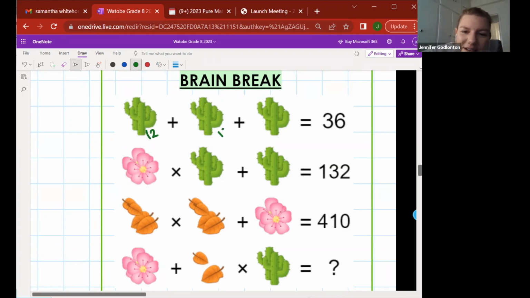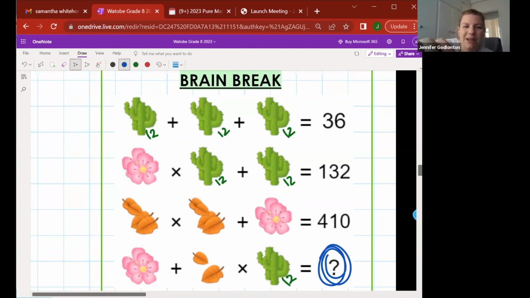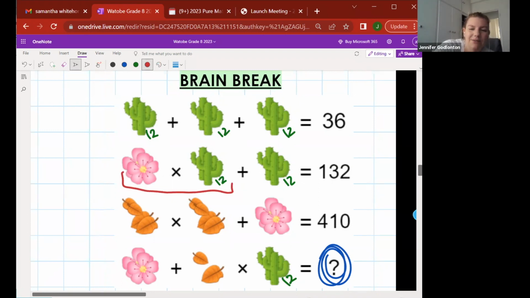I definitely agree that those are 12. So I'm wanting to find out what this final answer is over here. I want to know what that question mark is. Now remember, this multiplication has to happen before we add. So I have to say something times 12 plus 12 is going to give me the 132.